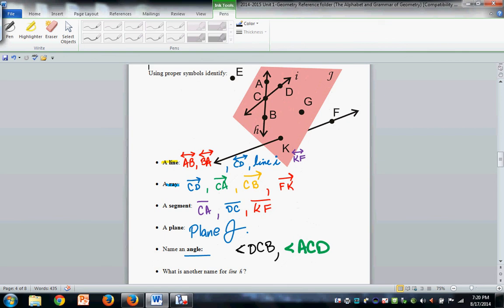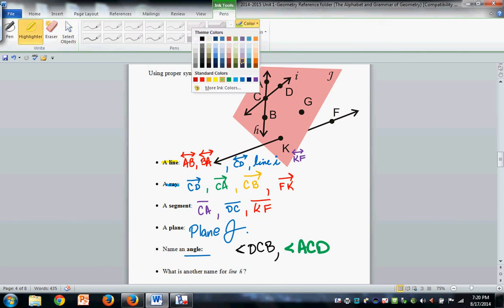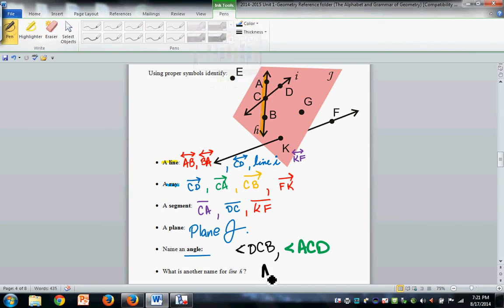What's another name for line H? Here's line H right here. So we can use any 2 letters to name that line. So we could call it this. We could call it AB. Must have arrows. I could call it CB. That would be the exact same line with arrows. I could even call it BA if I wanted to.